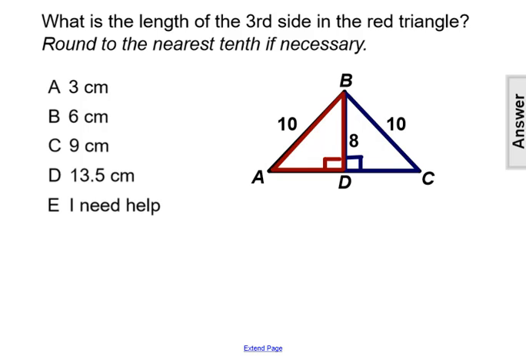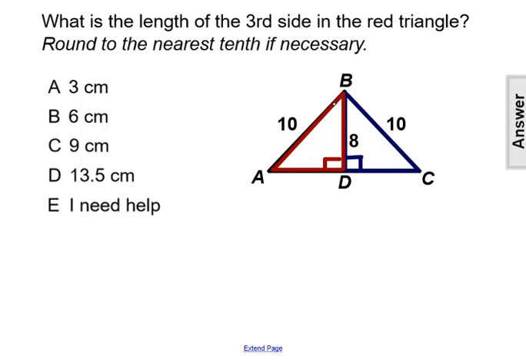What is the length of the third side in the red triangle? Round to the nearest tenth if necessary. So here we have the red triangle, triangle ABD, and we already know the side length of BD is 8, and the side length of AB is 10. So we're trying to find the length of that third side, which is the segment AD.